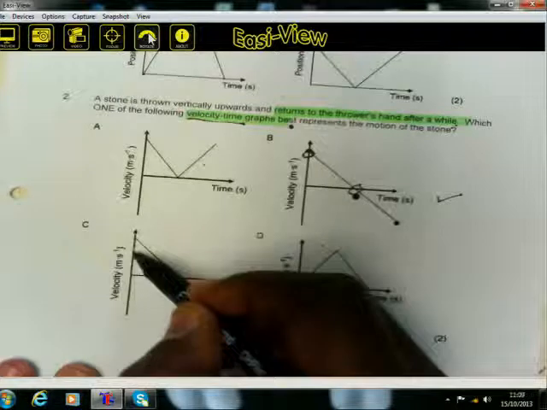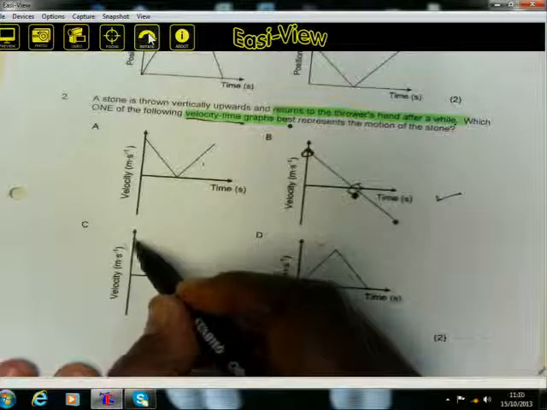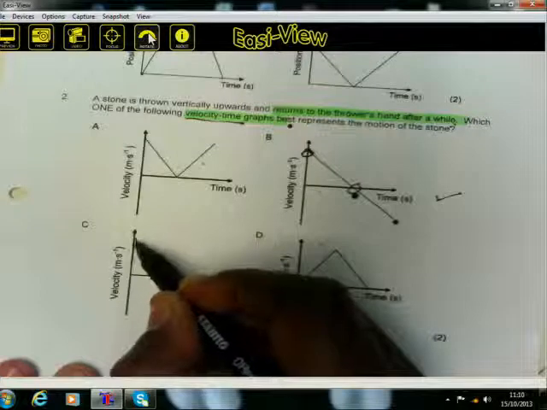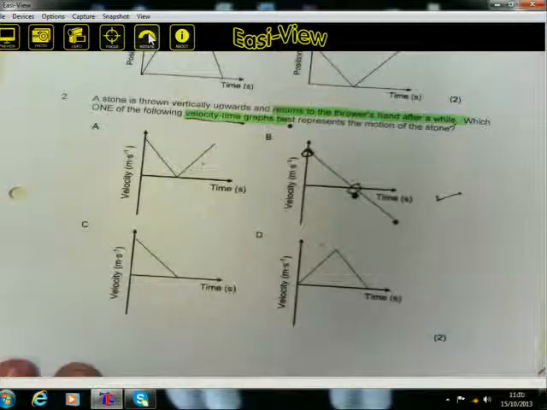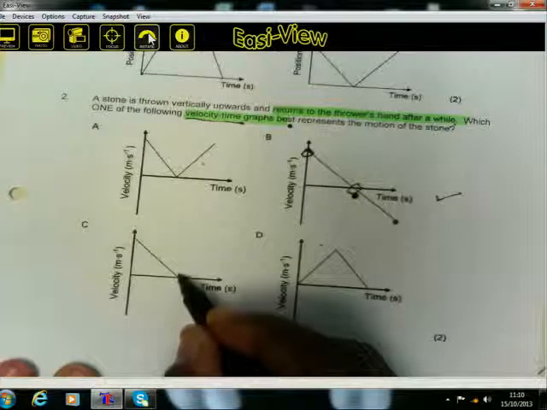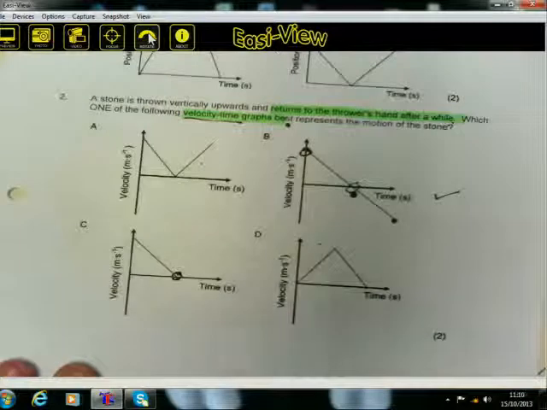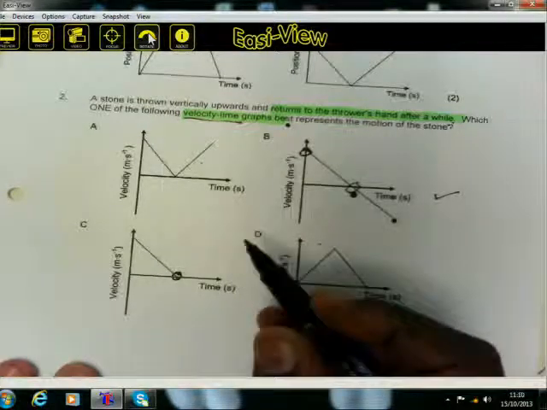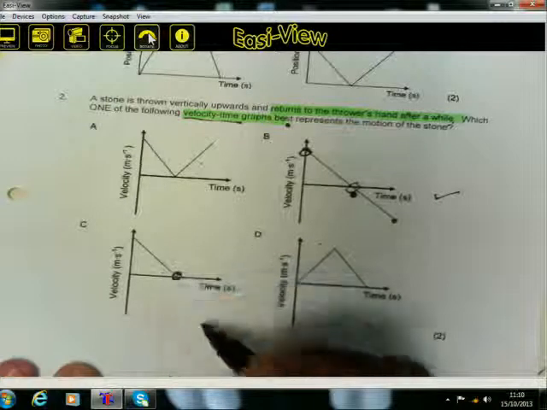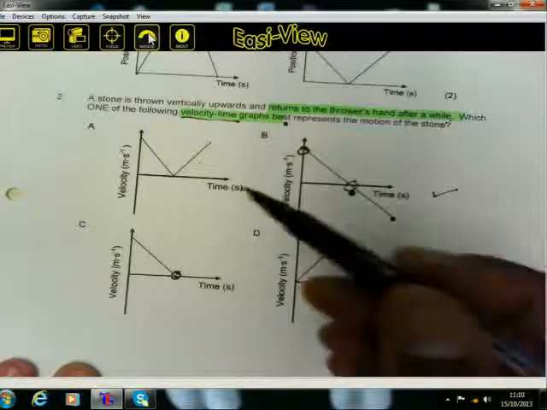If we look at C, for example, C will just indicate that this velocity is the velocity at which the object is thrown upward or projected, but the velocity decreases to 0, so this will be the velocity when it gets to the maximum height. So this would not be correct because it doesn't represent the velocity when it goes back.